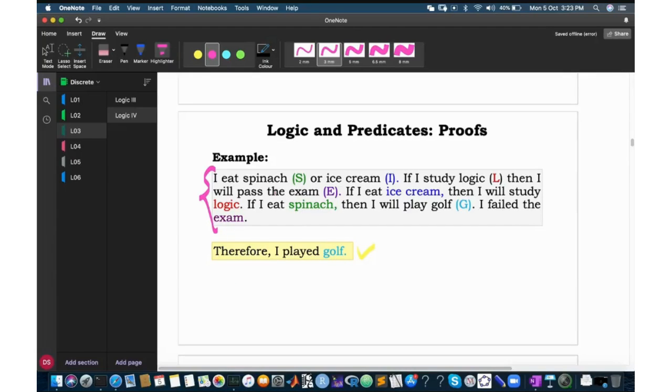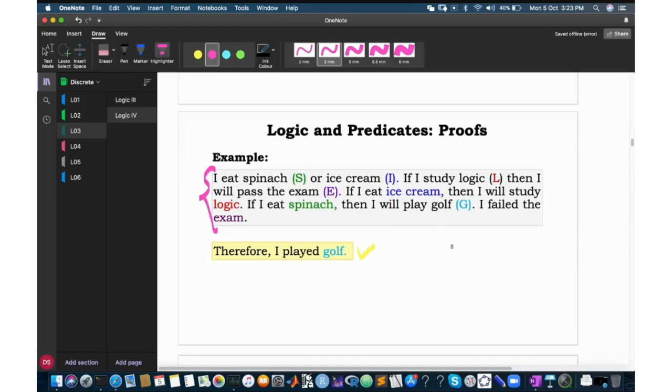So I'm writing each of these statements as variables. I eat spinach. I'm denoting this as S. I eat ice cream. I is I. Okay. So I is a proposition which says that I eat ice cream. Similarly, L is a proposition which says that I study logic. E is a proposition that says that I pass the exam. Then I have, if I eat ice cream, then I will study logic. This is a proposition. Okay.